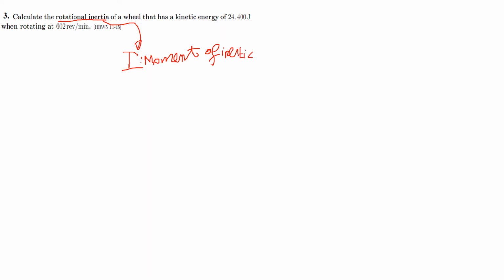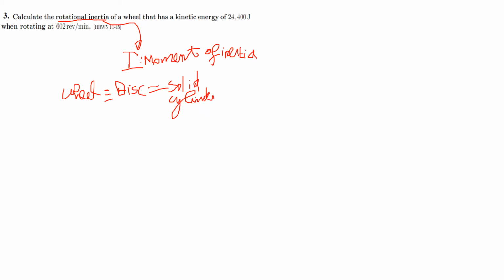And then the moment of inertia of a wheel. We are given a wheel. This is another important data. A wheel has a shape of a disc. And a disc has a shape of a solid cylinder. This is a solid cylinder.